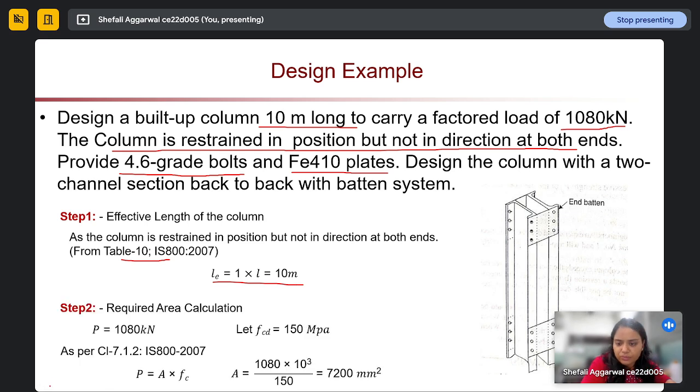Secondly, we will calculate the area required. Axial load P is given as 1080 kilonewton. We are assuming fcd as 150 megapascal, and we know force is equal to area into stress. So from here we can calculate the area. This is our approximate area.